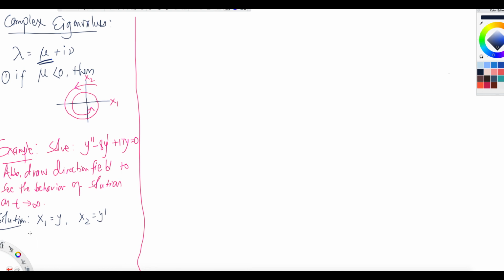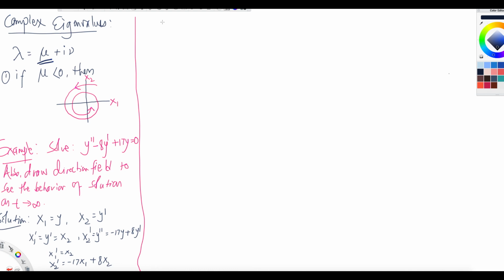If you find the derivative, you will get x1 prime equals y prime, right? So what is y prime? y prime is basically x2. Now if you find x2 prime, what do you get? x2 prime equals y double prime. Now if you solve the given equation for y double prime, you will get negative 17y plus 8y prime, right? So what you get basically is x1 prime equals x2, and then x2 prime equals negative 17x1, because y is x1, plus 8x2.